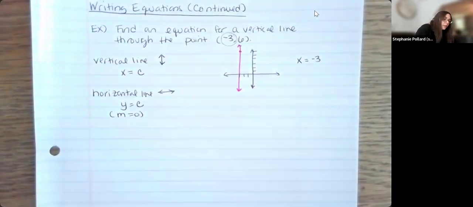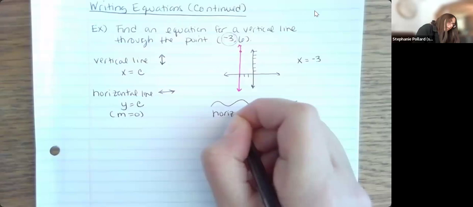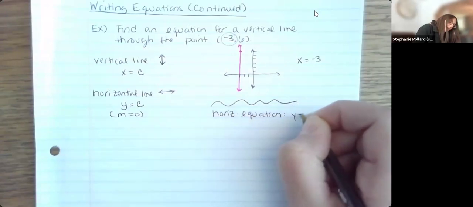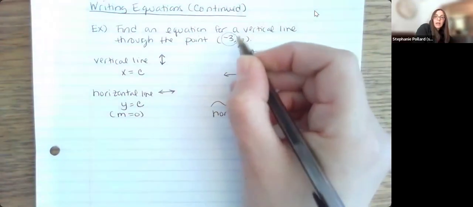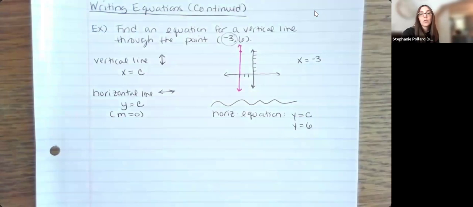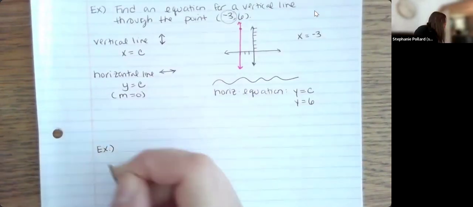Now I could also ask, well, what would be the horizontal equation? Again, I know it's going to be y equals some number. So if I look at this point, it was 6. So our equation there would be y equals 6. So you can write vertical and horizontal equations very, very quickly. You don't have to go through the full process that we do in most cases. So these are a little bit more of exceptions. Let's do another example.